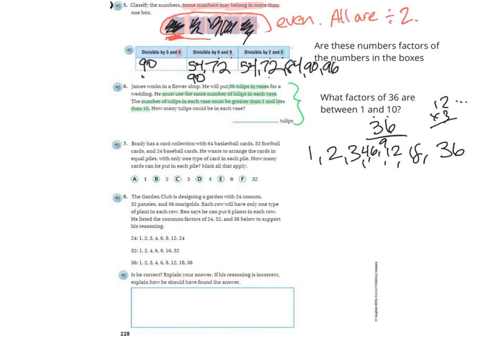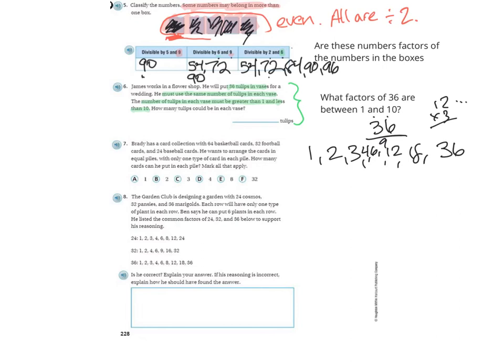Now, we're not done. If you did this on a test and you gave me all this, I would probably give you half credit because at least I saw you factored it out. But that's not what I'm asking. And that's not what it's asking. It is saying what factors of 36 are between 1 and 10. How many tulips could be in each vase?